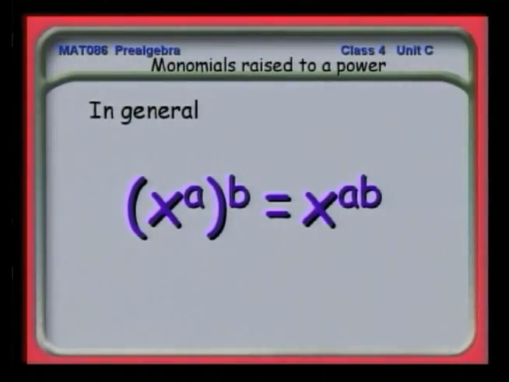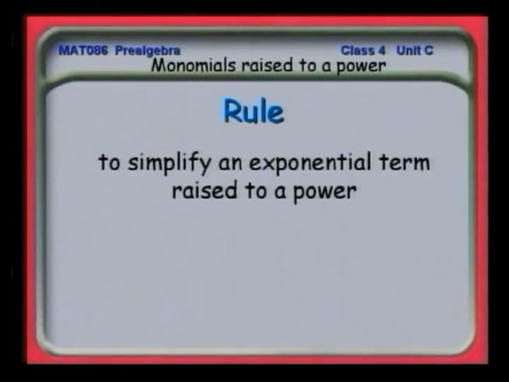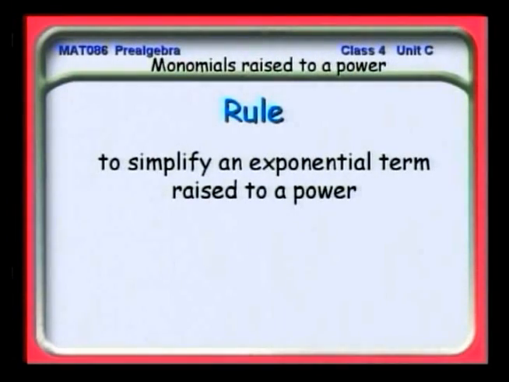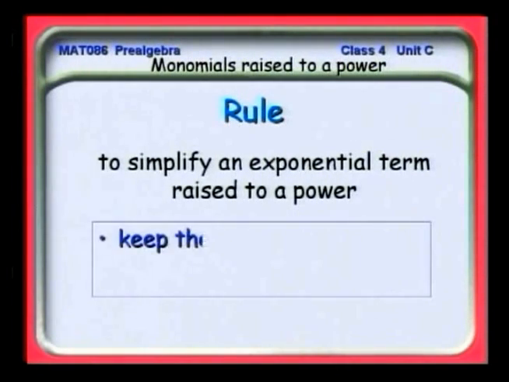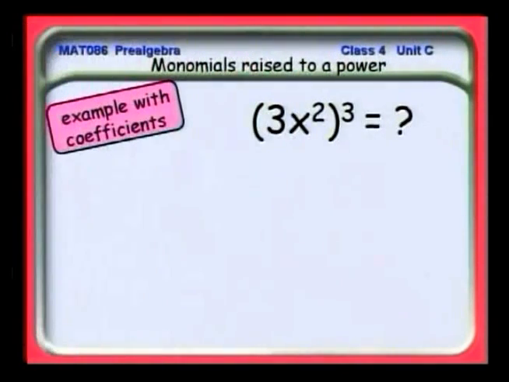So where you're multiplying two monomials, you add the exponents. But if you have a monomial in brackets and that's raised to a power, you multiply the exponents. Here's the rule. To simplify an exponential term raised to a power, you keep the same base and you multiply the exponents. Let's look at some examples with this.